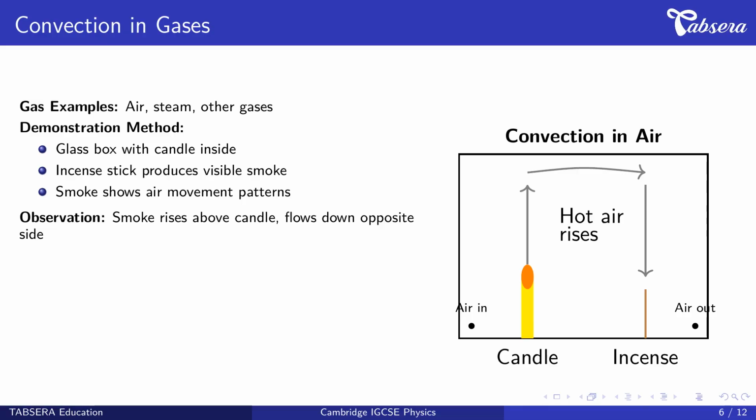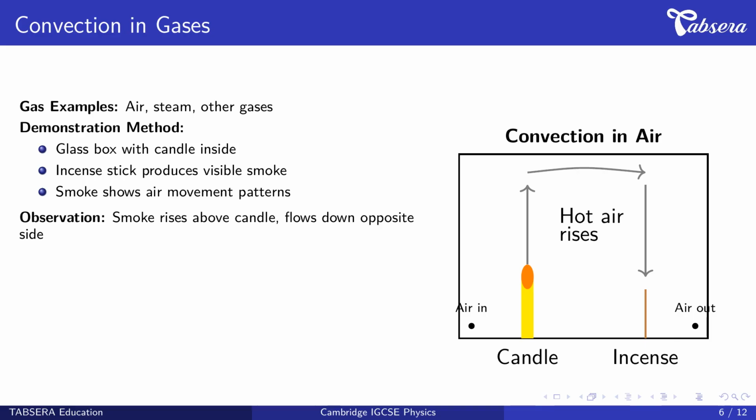Convection also occurs in gases. Gas examples include air in our atmosphere, steam from boiling water, and other gases like carbon dioxide. The demonstration method uses a glass box with a candle inside for heating. An incense stick produces visible smoke that acts as a tracer to show air movement. We observe that smoke rises above the candle where air is heated, then flows across the top of the box and down the opposite side where air is cooler.